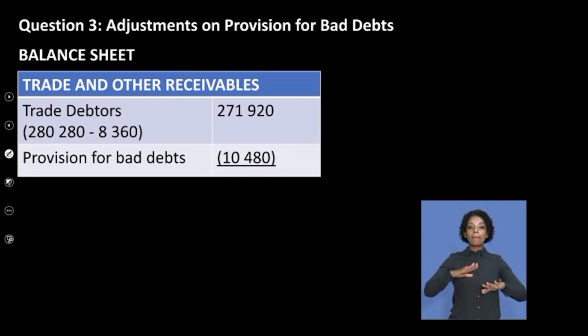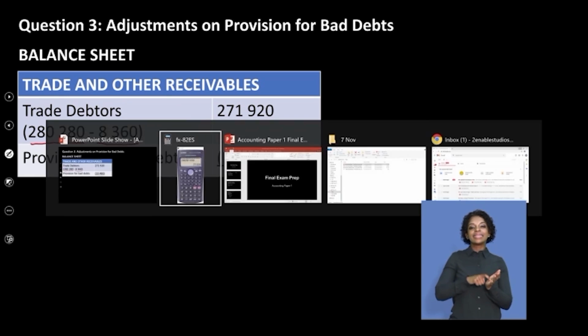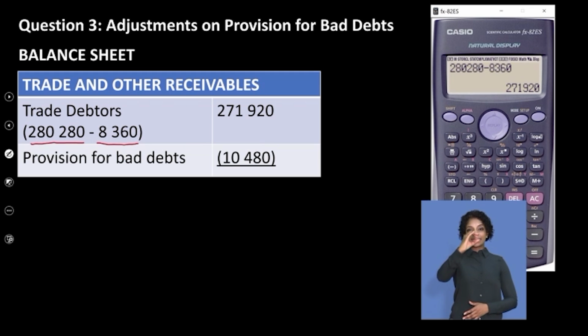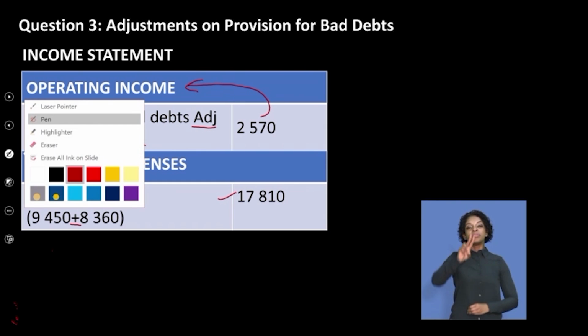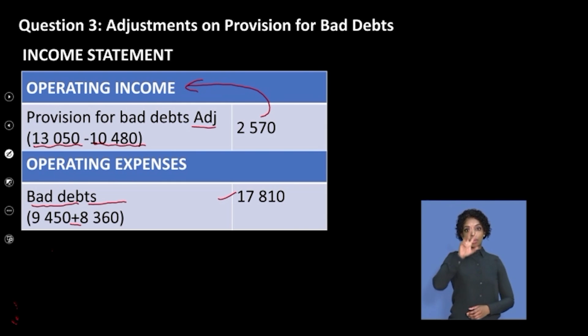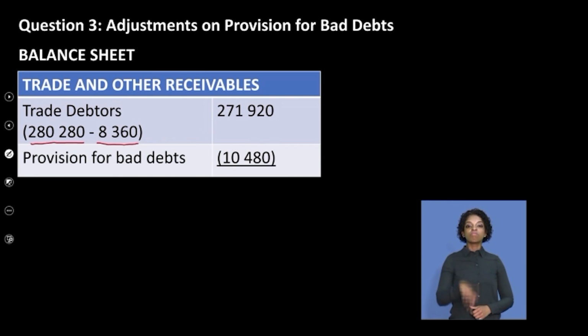Take your trade debtors of 280,280 minus the bad debt of 8,360. In fact, we can see this here. You remember that calculation? There you can see it. Gives you a figure of 271. Let's just pick up our pen again. The figure we're looking for here is this one here, the 271,920. That's your new debtors figure.